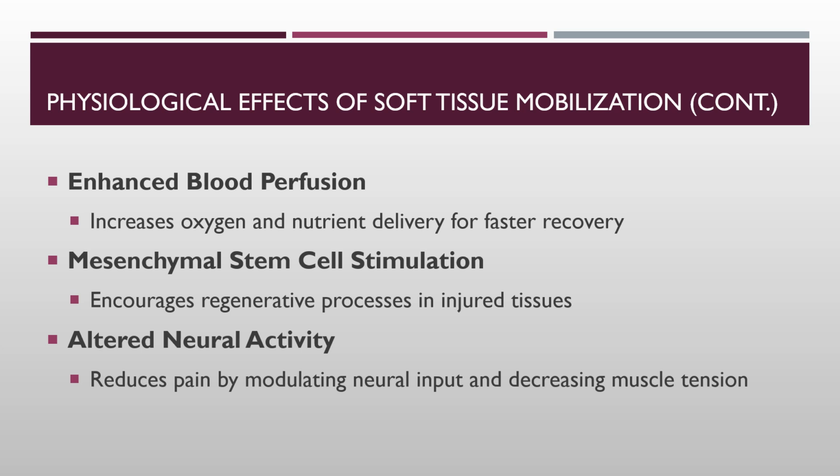Something that our soft tissue also helps to do is enhance blood perfusion. So it helps to increase oxygen and nutrient delivery for faster recovery. So just thinking about our metabolic rate and how we can really improve our metabolic rate. Obviously, if we're getting blood to the area, we're improving vasodilation, we're doing all those things, our metabolic rate should go up, right? And what comes along with increased blood to the area: oxygen and nutrients. Those are two things that you absolutely need for tissue recovery.